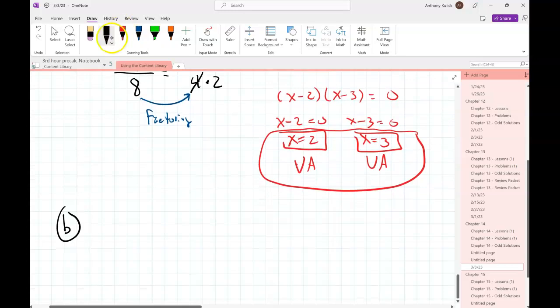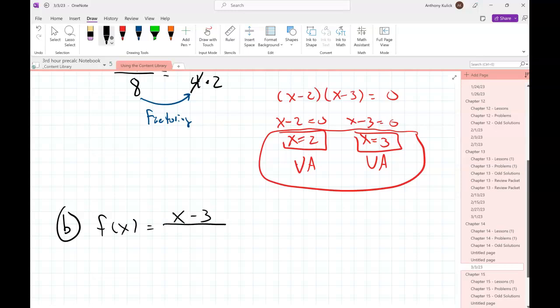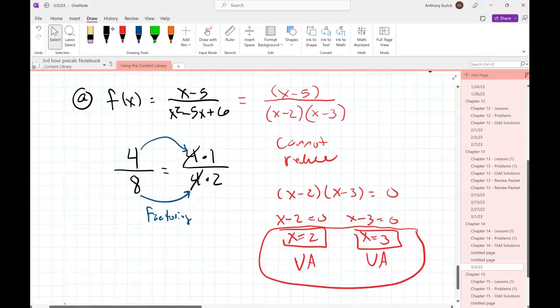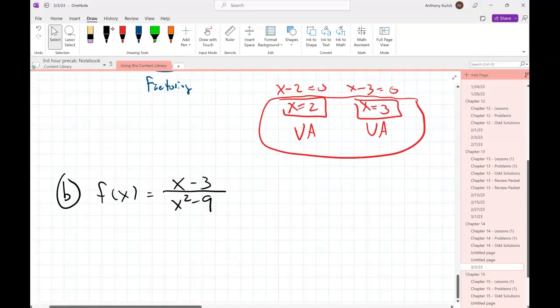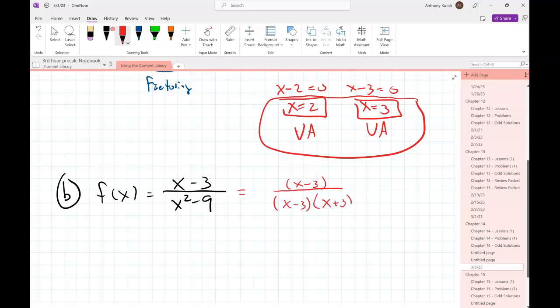Let's look at another example. Let's look at x minus 3 over x squared minus 9. So again, what do we start by doing? Factoring. Can I factor x minus 3? No. That's prime. Good. Can I factor x squared minus 9? Great. How does that factor? X minus 3 and x plus 3. Very good. Can I reduce this?